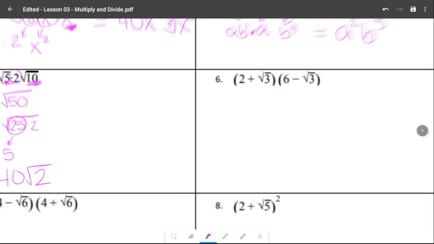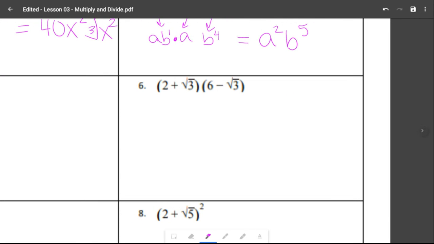Okay, number 6 now. Notice we have a binomial times a binomial. Anytime you are multiplying together two binomials, make sure you are using either FOIL, double distributing, your lattice method or box method, whichever method you preferred when we did polynomials. You can do it again here with the radicals. So I'm going to double distribute or do FOIL.